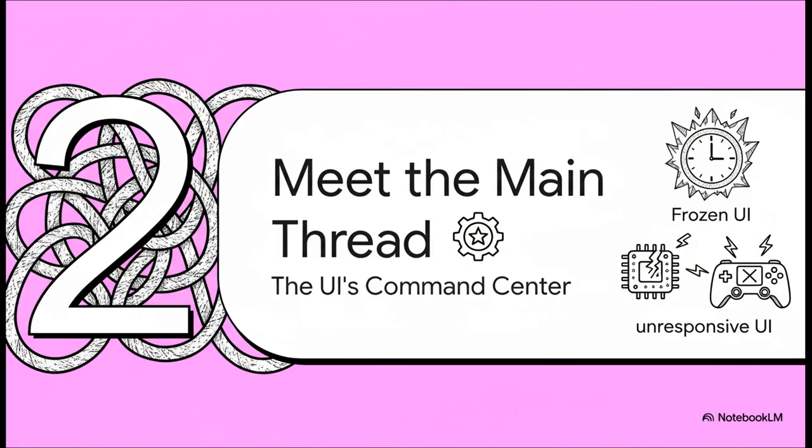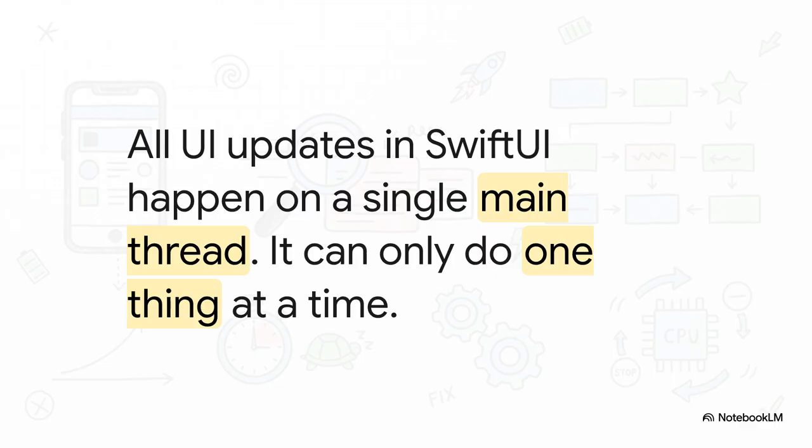All right, let's meet the number one suspect in almost every single case of a frozen or unresponsive app, the main thread. Seriously, understanding this one concept is absolutely crucial for building apps that people love to use. So think of the main thread like this. It's a single, dedicated worker who is responsible for literally everything the user sees and touches. Every tap, every scroll, every cool animation, it all has to go through this one worker. And because there's only one, well, it can only do one thing at a time.